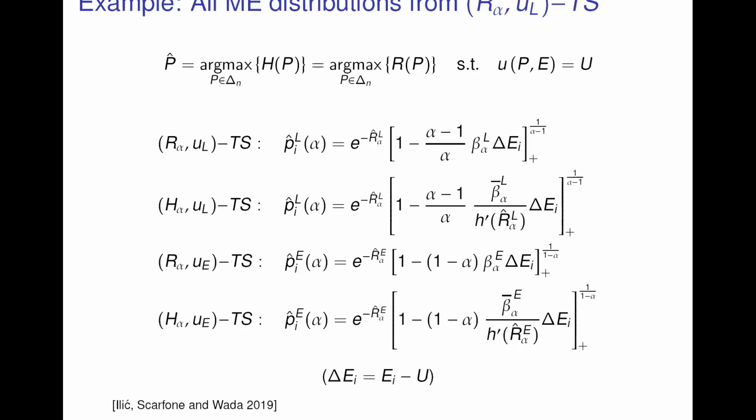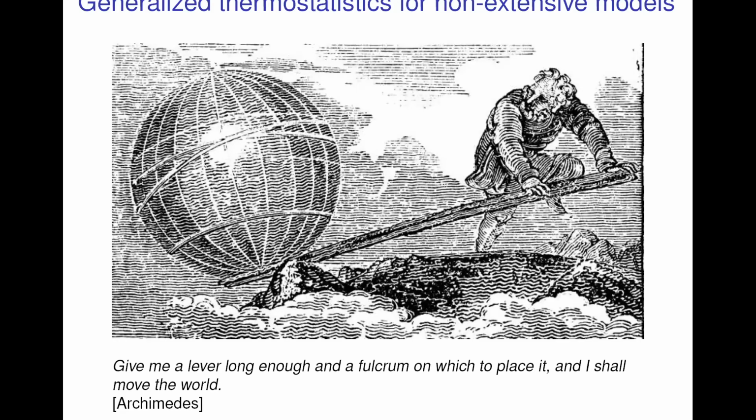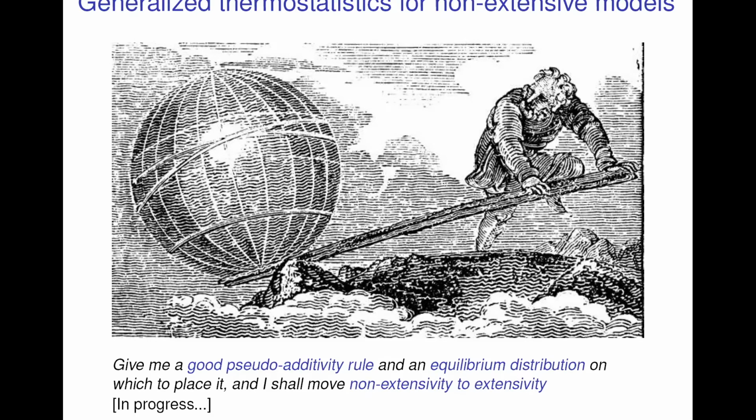Okay, and now put simply, what is the idea with the mapping H, and I like always to use this figure. This is, yes, Archimedes, of course, and this famous sentence: "Give me a lever long enough and a fulcrum on which to place it, and I shall move the world." And here I felt free to rephrase this great sentence, and I put: give me a good pseudo-additivity rule and equilibrium distribution on which to place it, and I shall move non-extensivity to extensivity.